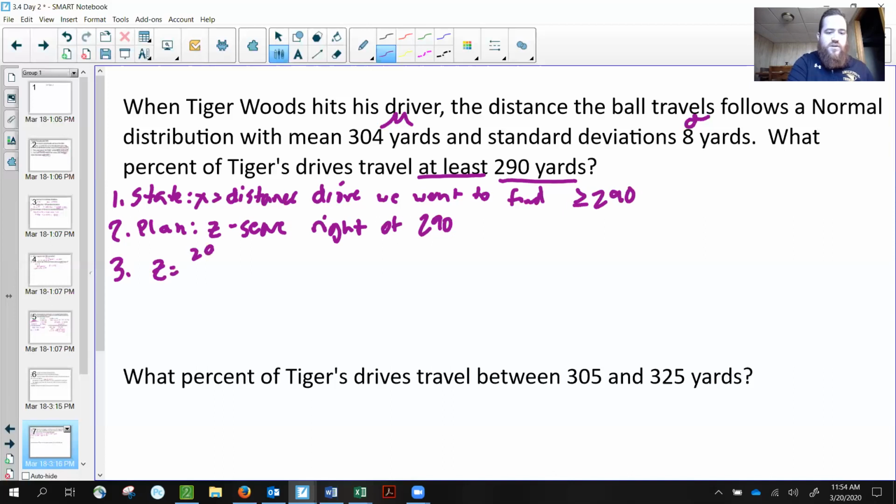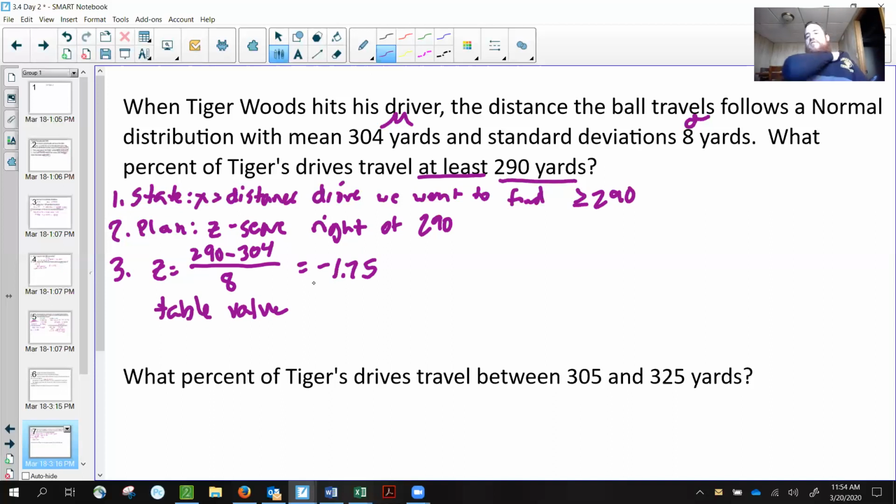Well, it's our value, 290, minus the mean over the standard deviation. And you end up with negative 1.75 for the z-score. Okay, so we found our z-score. We need to find our table value. I'll do that in a second. But it's greater than 290. If I just found the table value, that would tell us less than 290, or 1.75 standard deviations less than the mean. So I want to find 1 minus the table value.